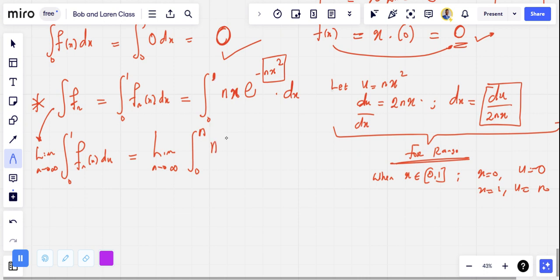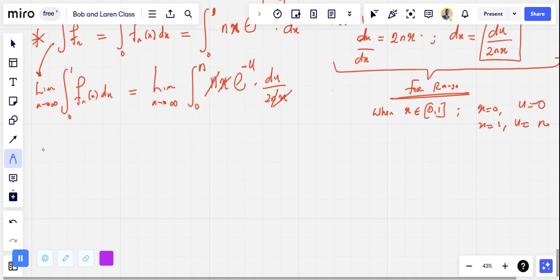So here I have n, then I have x, and I have e to the power of minus nx squared, which is already u, and this dx is already du over 2nx, such that x will cancel x, n will cancel n, and I'll be left with just 1 over 2 in that case. So I have the limit as n tends to infinity of the integral from 0 to n of e to the power of minus u du. So this is what I have left.